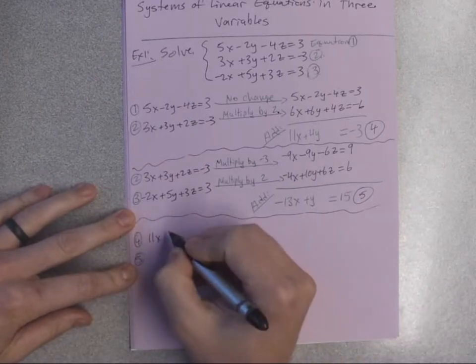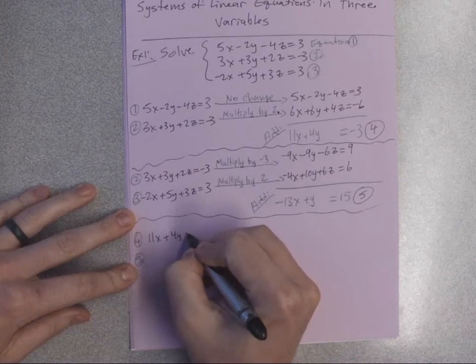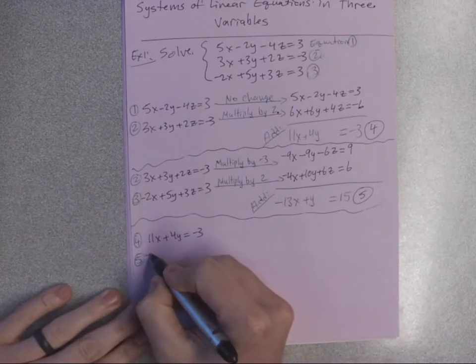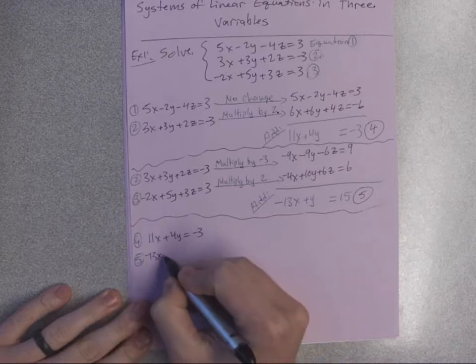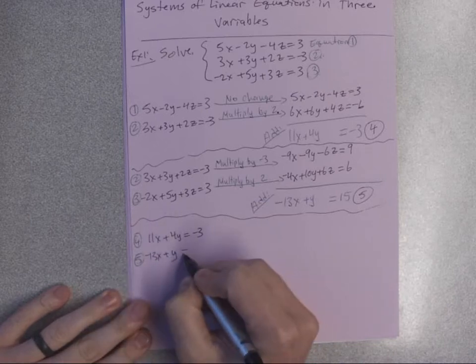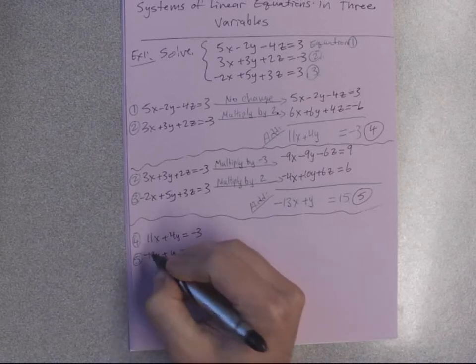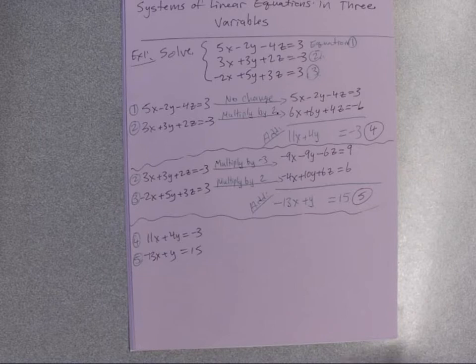11x plus 4y is equal to negative 3, and then we have negative 13x plus y is equal to 15. All right, I encourage you to pause the video and try to eliminate, let's eliminate the easiest variable here, and that would be y. So go ahead and pause the video and try to finish it out, or at least eliminate the y variable.